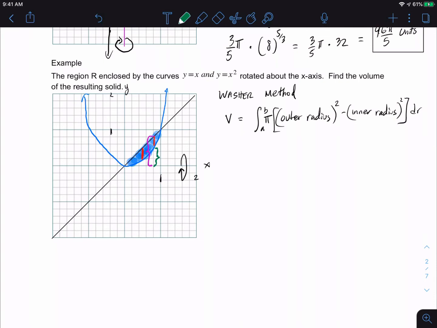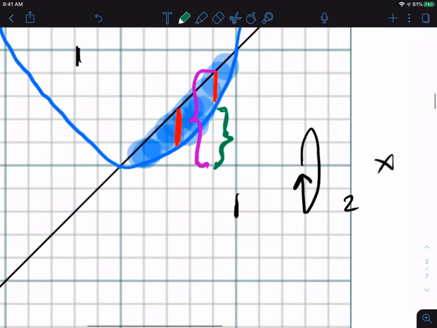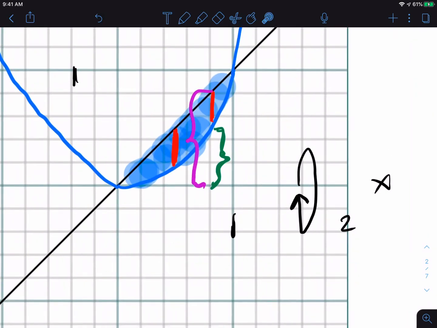Oh, wait, which one's inner, which one's outer? So in this case, the outer is the one that's further away from the x-axis. So that would be the y equals x. Right? So I'll blow it up so you can see. So this here is bigger, it's further away from the axis of rotation. Does that make sense? Yeah.